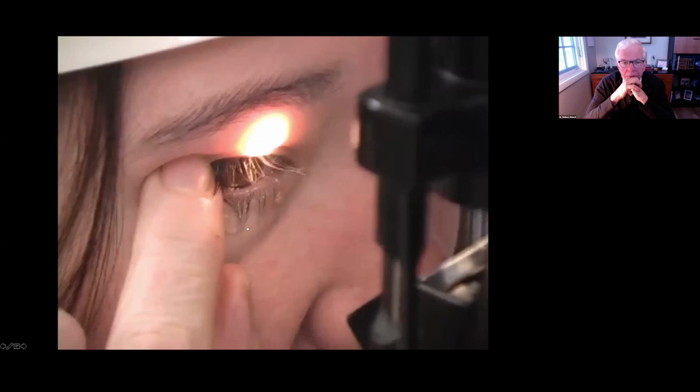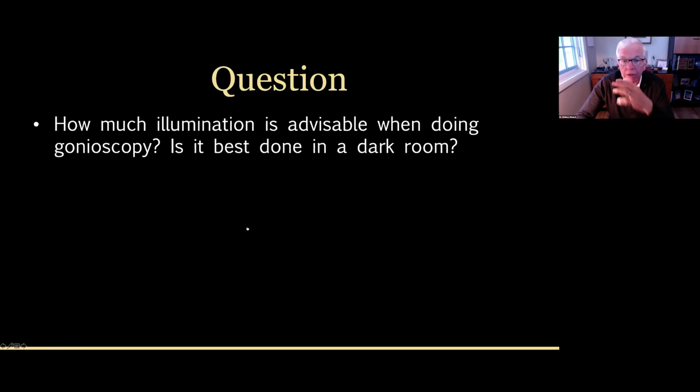One of you asked how much illumination is advisable when doing gonioscopy? Is it best to be done in a dark room? You certainly don't want to flood the eye with light, but it doesn't need to be a totally black room. It doesn't need to be totally dark. The exception would be when we talk about the corneal wedge. And when you're doing the corneal wedge, it's really good to have a dark room, but we'll get to that. So don't worry about it being totally dark, just dim.